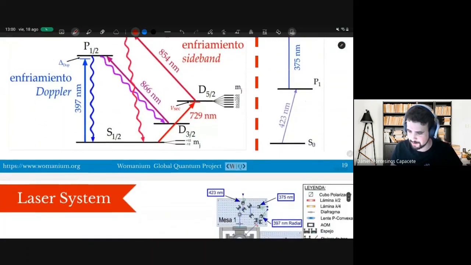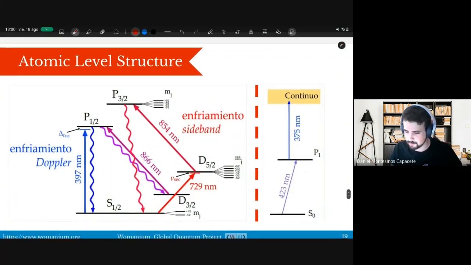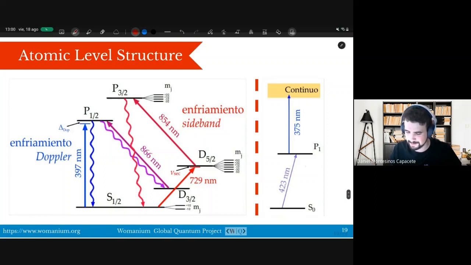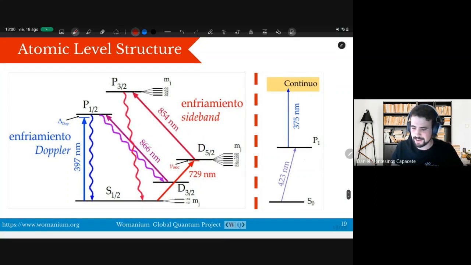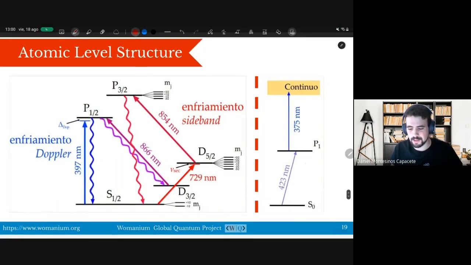Right, we still have a few things to discuss, but maybe I will try to do it more briefly. In this picture, which is in Spanish because I didn't find time to make the picture again in English, I'm just showing what is called Doppler cooling. And this is also sideband cooling if you want.